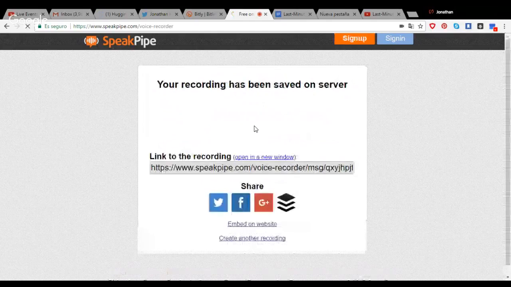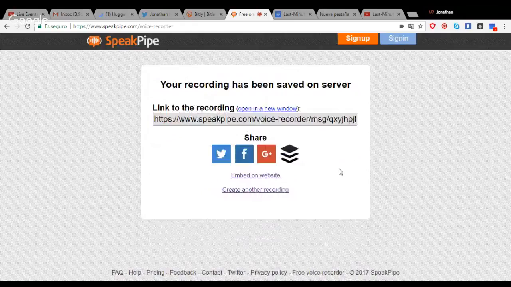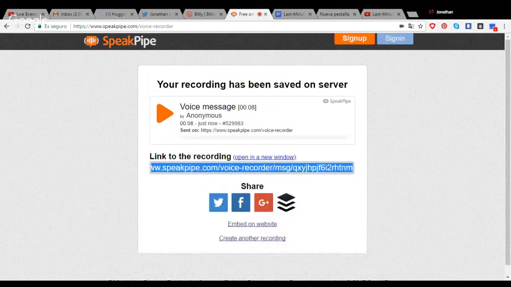Okay, here it is. So here it says your recording has been saved on the server. Now the next thing is I want to take this link here. Right now it looks like it's cut off because there should be 16 alphanumeric characters. So here there's just 1, 2, 3, 4, 5, 6, 7. So this is cut off. So you want to make sure that when you highlight this, I get the whole entire link. So I get that whole link that's complete.